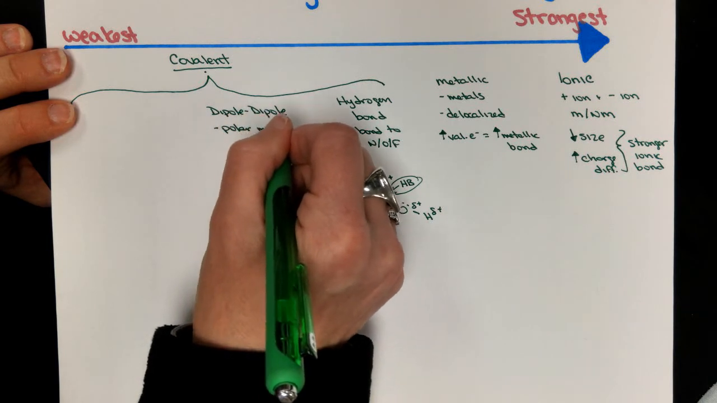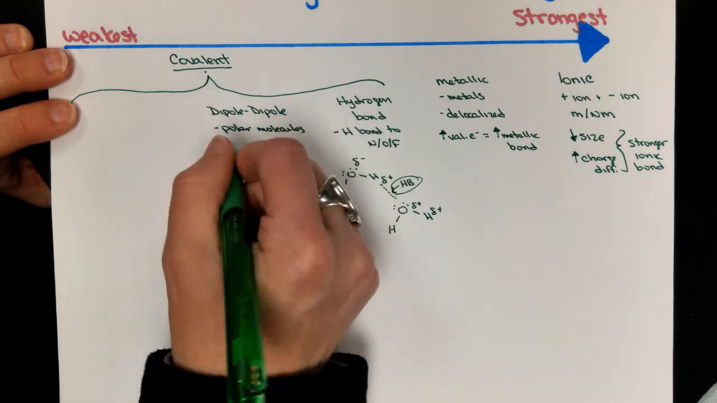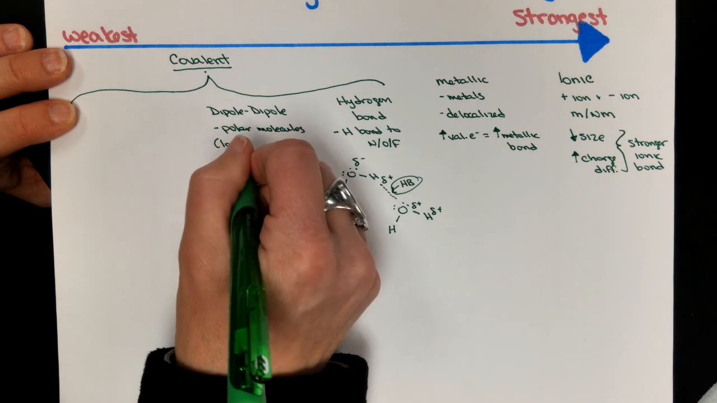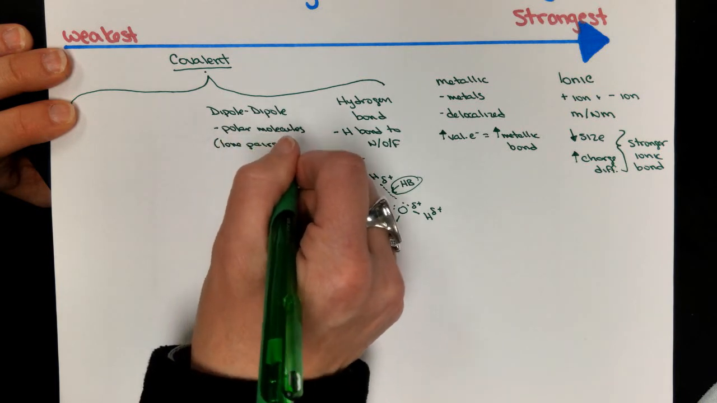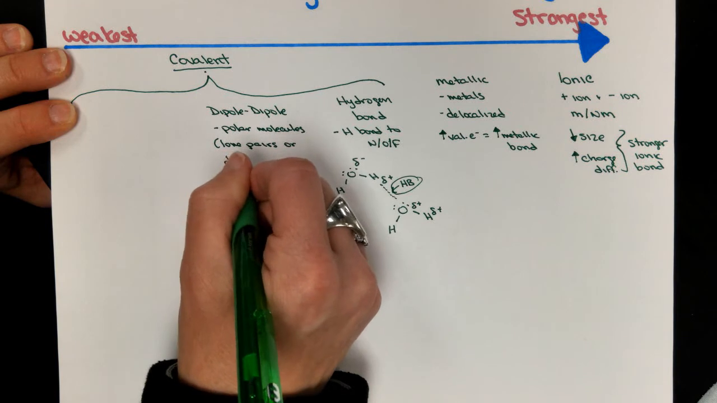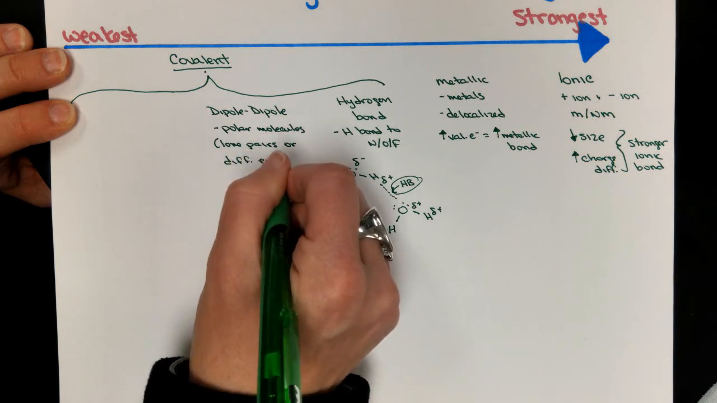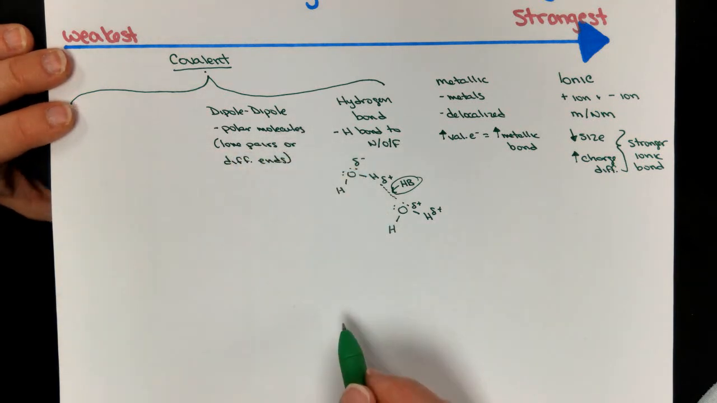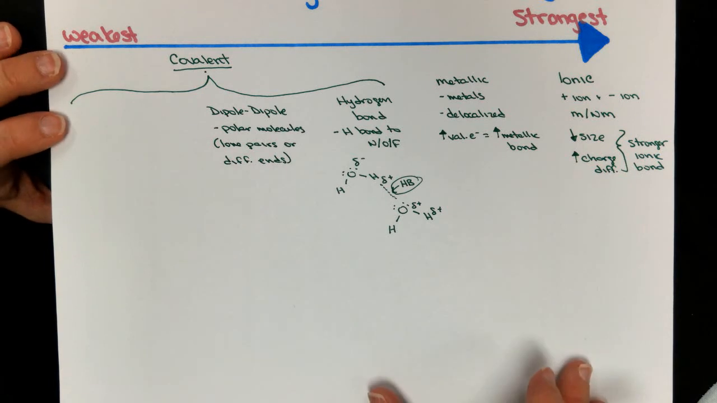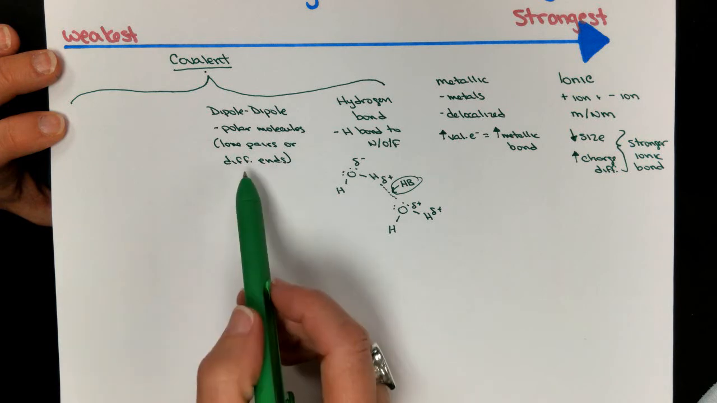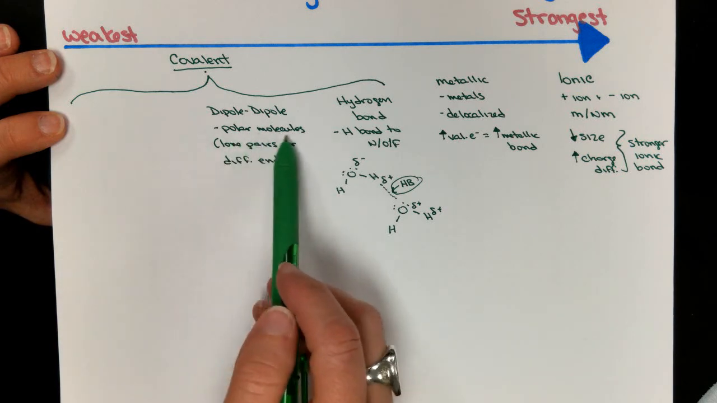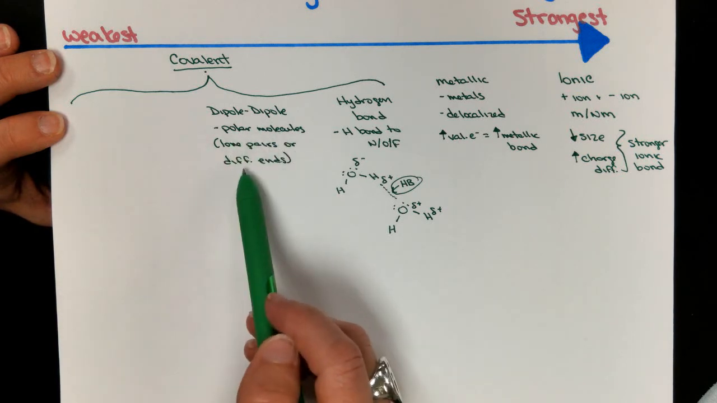And how do we know if something is polar? It has lone pairs, or it has different ends. So again, if you're trying to determine if something is polar or nonpolar, you're going to have to draw the molecule so you can actually see what that looks like. So a polar molecule is going to have lone pairs, or it's going to have different ends.